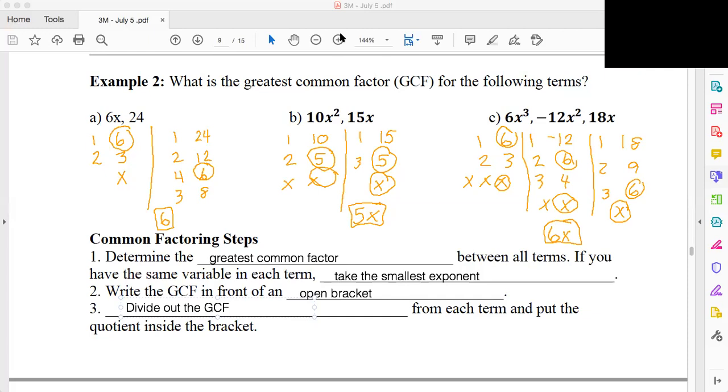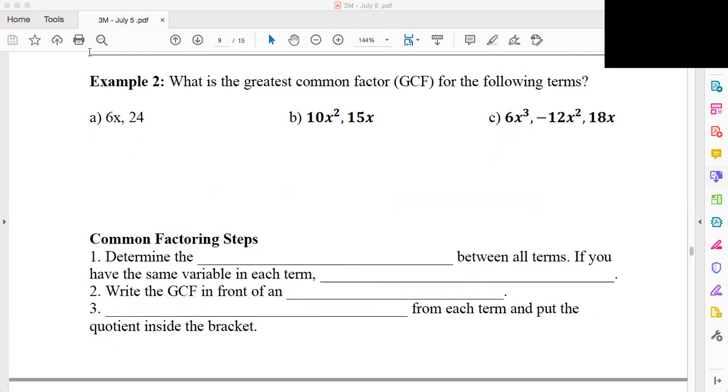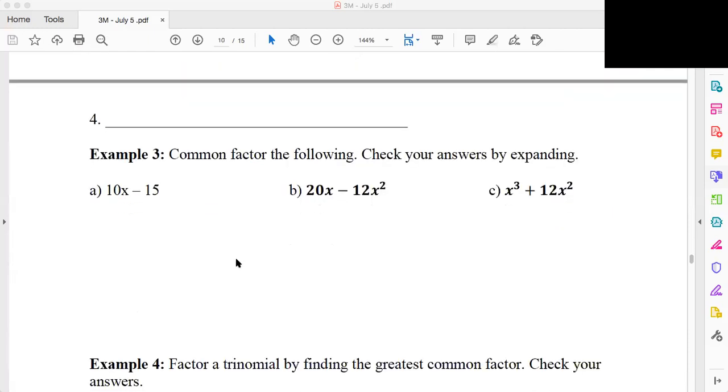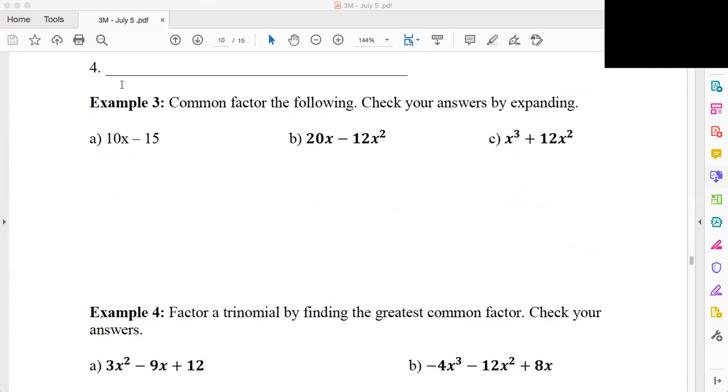I did realize that there's a 4th step on the next page, which you don't need to do unless it's stated otherwise. So our 4th step would be to check your answer by expanding, so by doing FOIL. If we look at example 3, common factor the following, check your answers by expanding. Again, if it says that, then do it. Otherwise, you don't need to unless you feel the need to.